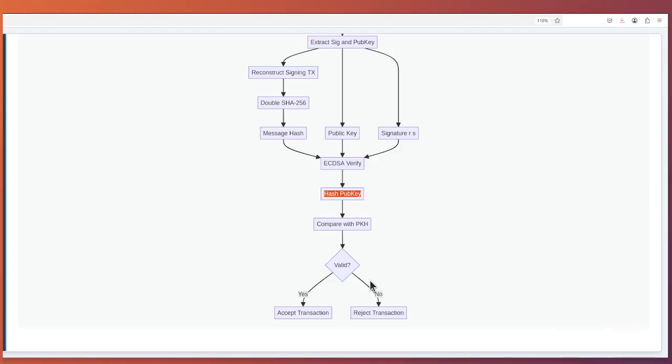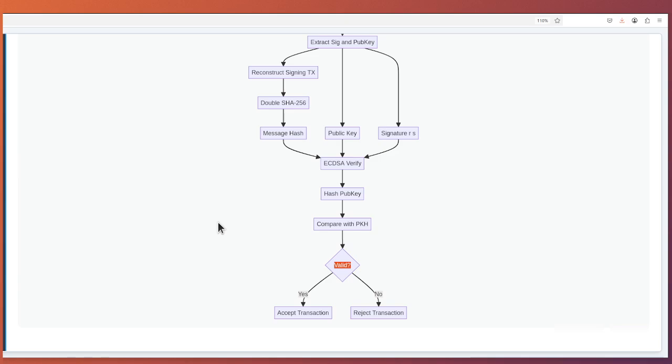This process works because the mathematics of elliptic curve cryptography ensures that only someone with knowledge of the private key could have produced values for R and S that satisfy this equation. An attacker attempting to forge a signature would need to solve the discrete logarithm problem on the elliptic curve. This is computationally infeasible with current technology.